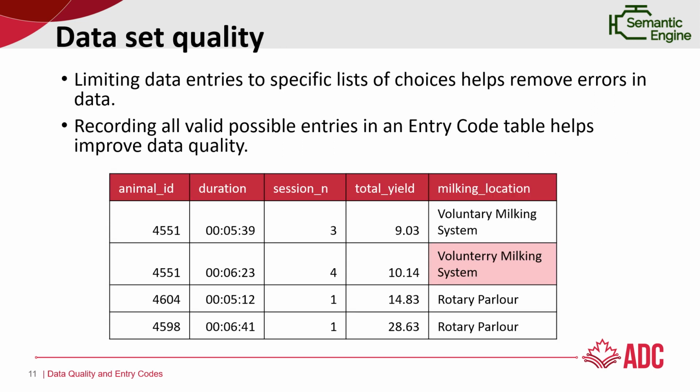And there are advantages of being able to do this when you're limiting data entries to specific lists of choices. It helps you remove errors in your data. It helps your data to be more coherent and more replicable across different sites, etc. And by recording all valid possible entries in an entry code table, it helps ultimately to improve data quality.